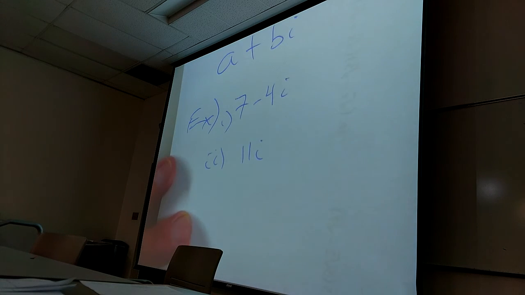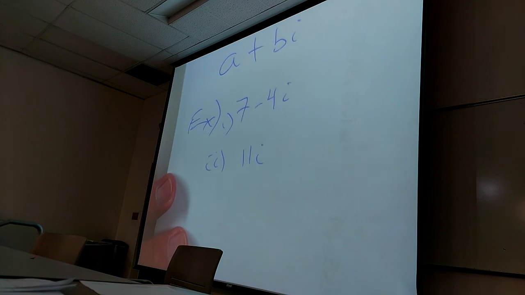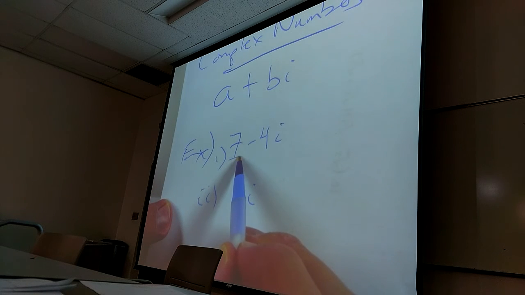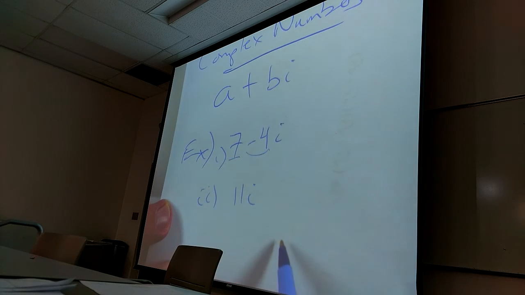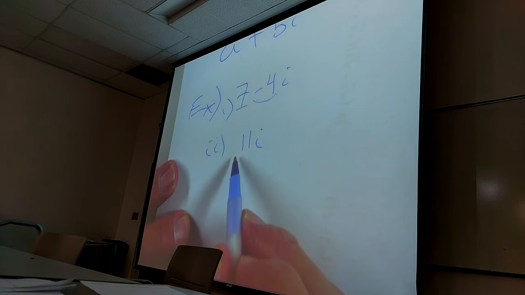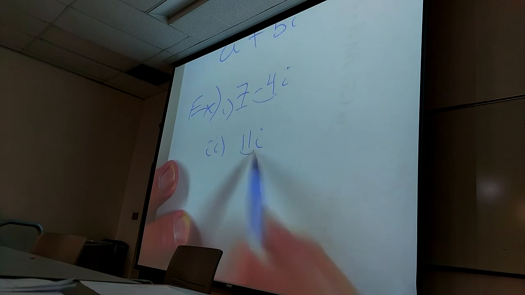So what about 11i? What's the real part? Isn't that the imaginary part? So here the real part is 7. The imaginary part is negative 4. For 11i, the real part is 0. The imaginary part is 11.